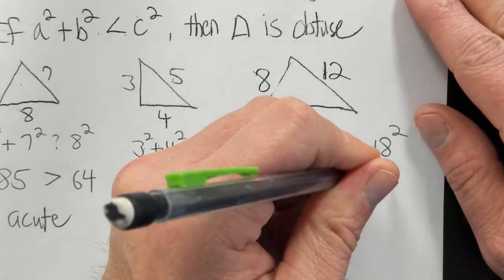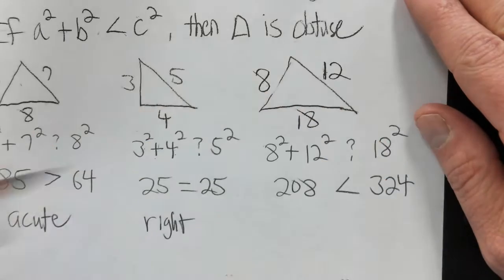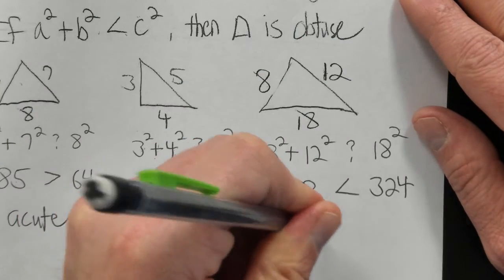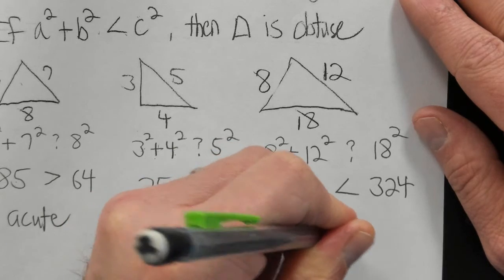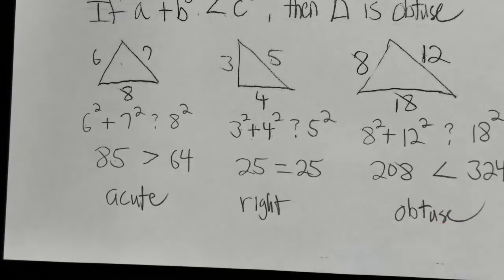And 18 squared is 324. So that means the C squared part is greater, which by the last statement will cause this triangle to be obtuse. Obtuse is the correct answer there. Okay? All right, some more types of problems that we need to look at here.